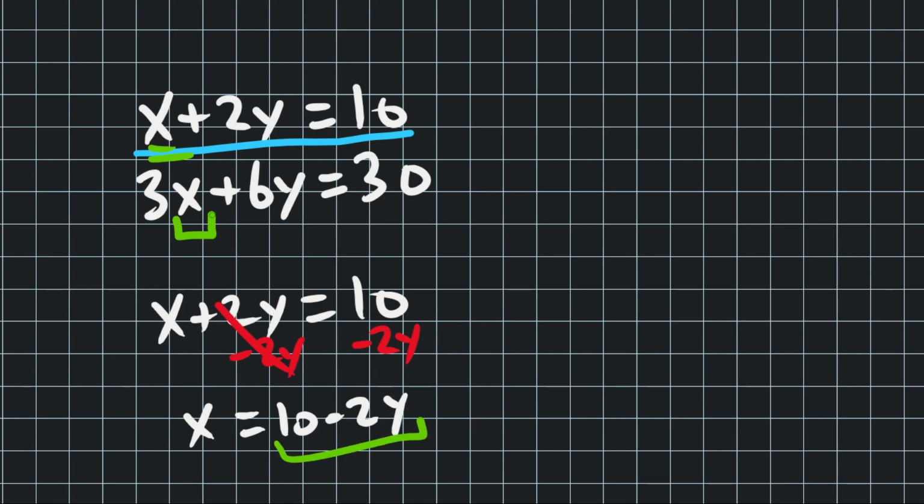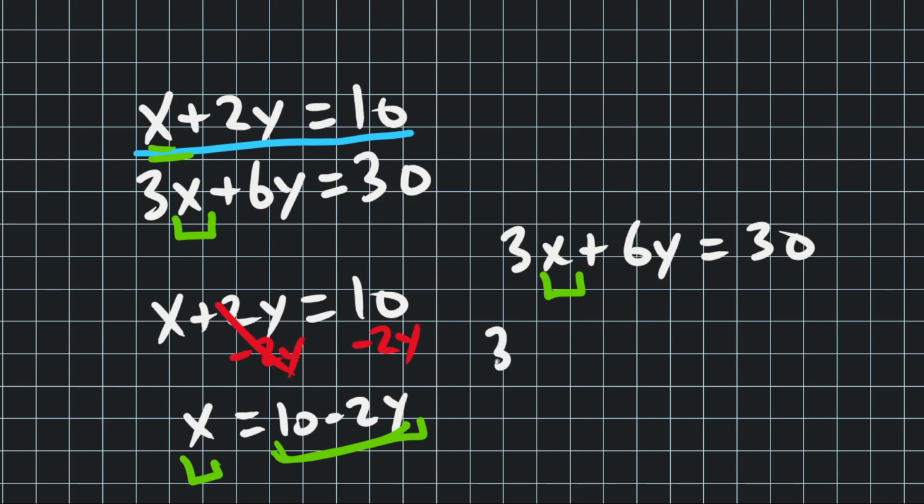So I will plug that in here in the second equation. 3x plus 6y equals 30. And I'm going to substitute that x for what I solved x for here, 10 minus 2y. So this comes out to 3 times 10 minus 2y. So that's what I plugged in. And then plus 6y equals 30.